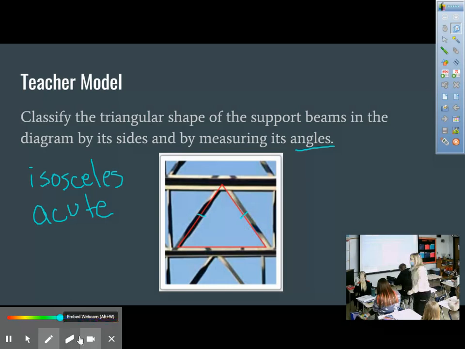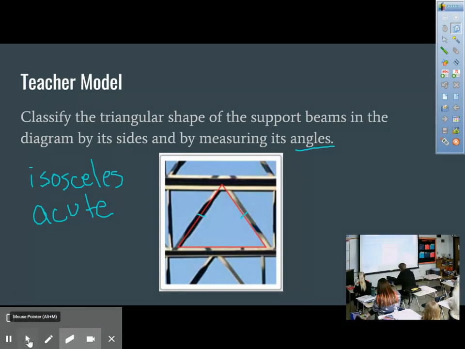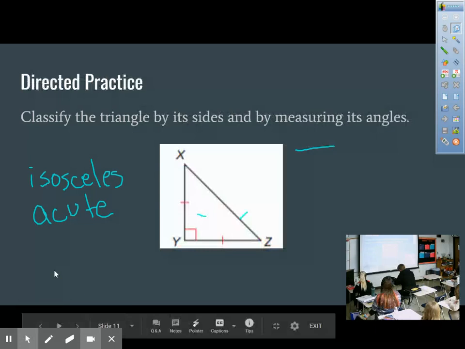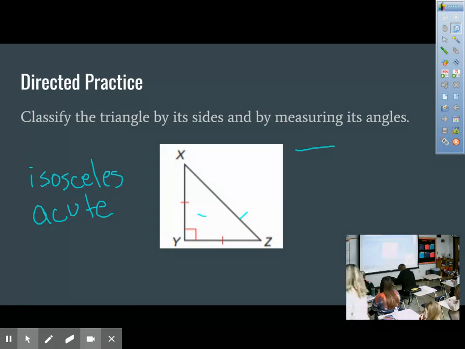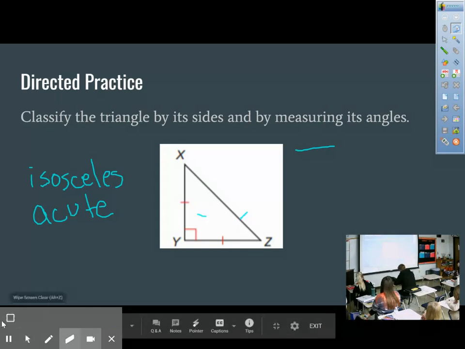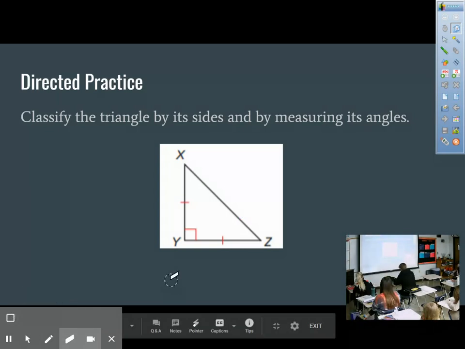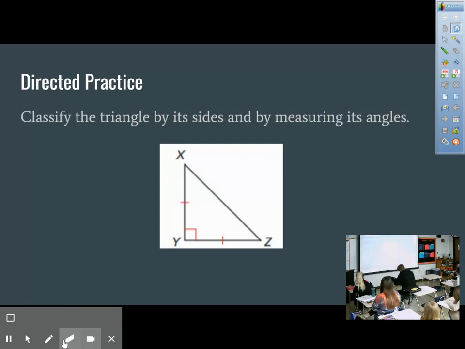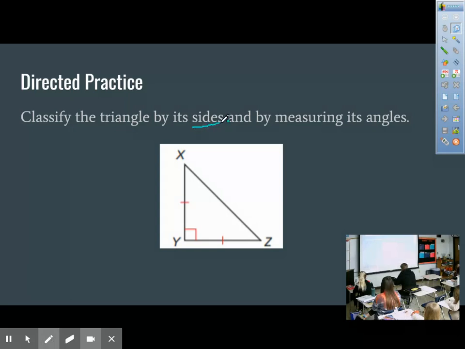Okay. All right, let's try one together. I've got some right there, that way they're closer to you. This one here, it says classify the triangle by its sides and by measuring its angles. So we're just gonna look at its sides and see if any are marked congruent. Alright, so how many of the sides are marked congruent, Abby? Two of them. So since there's two marked congruent, Lakin, what kind is that? Isosceles.